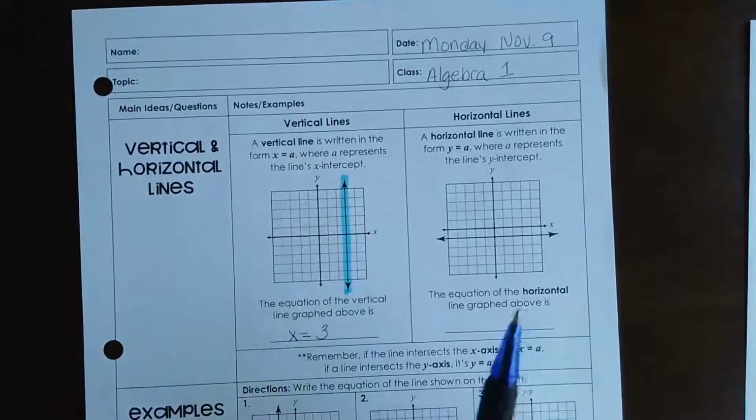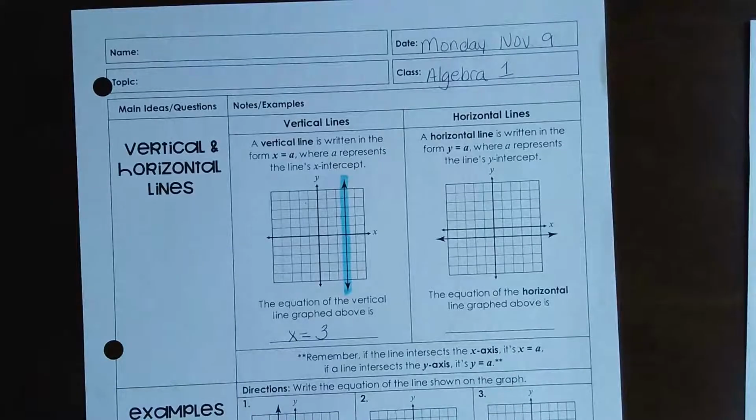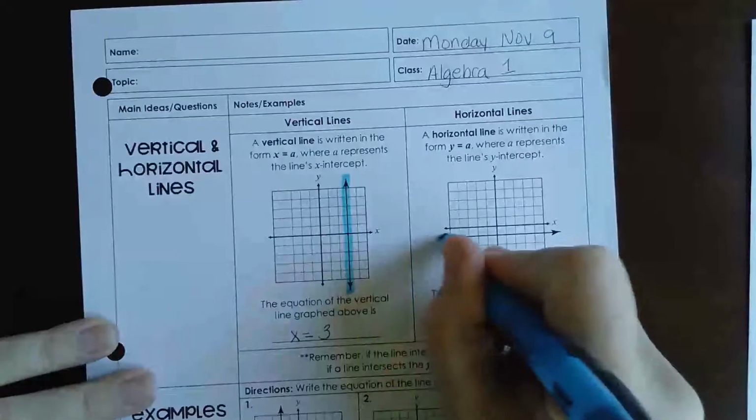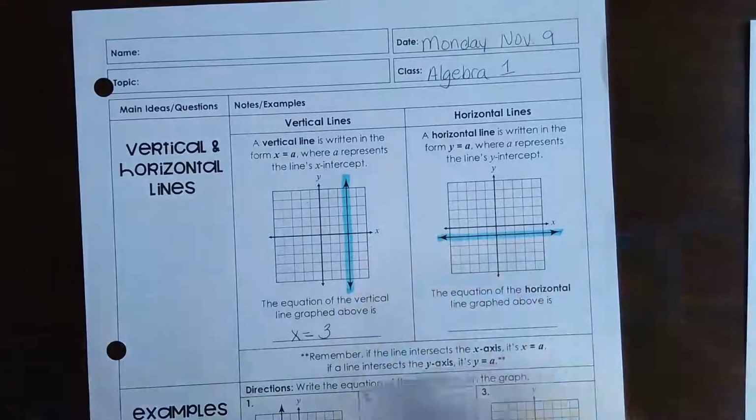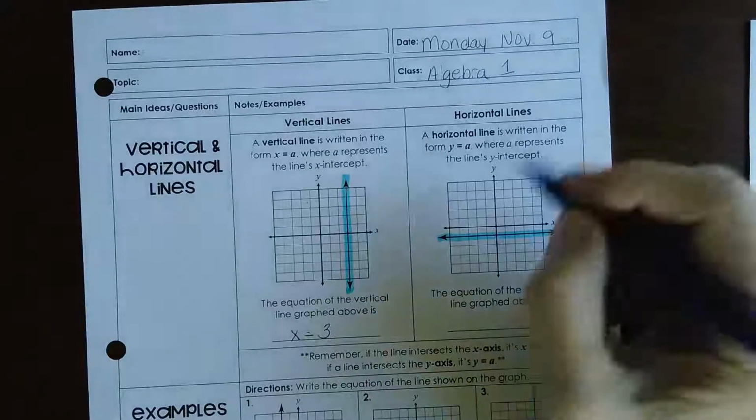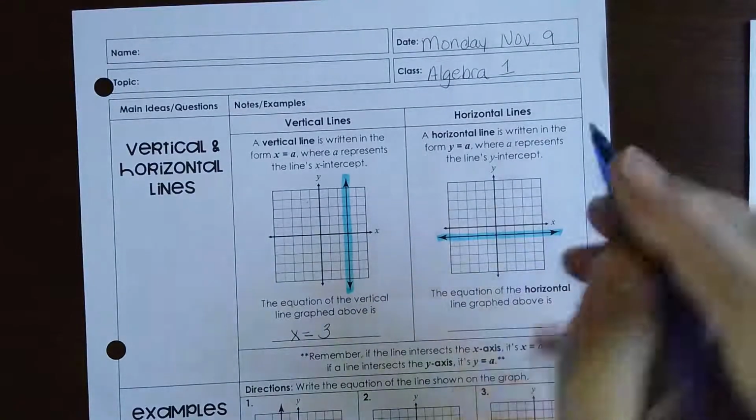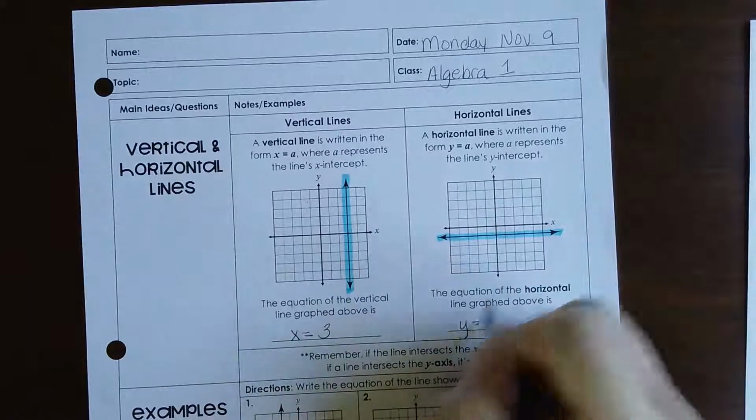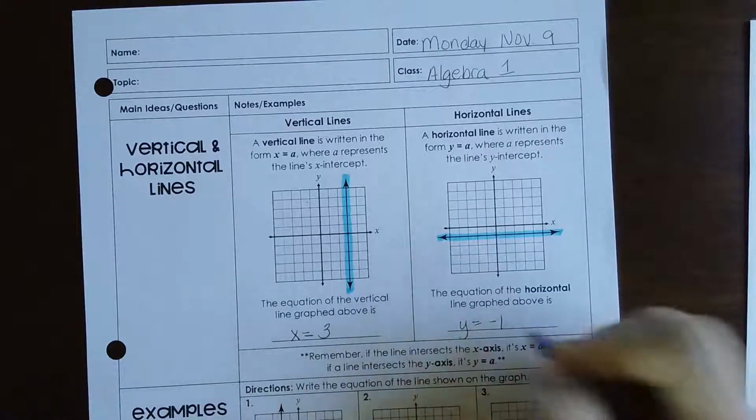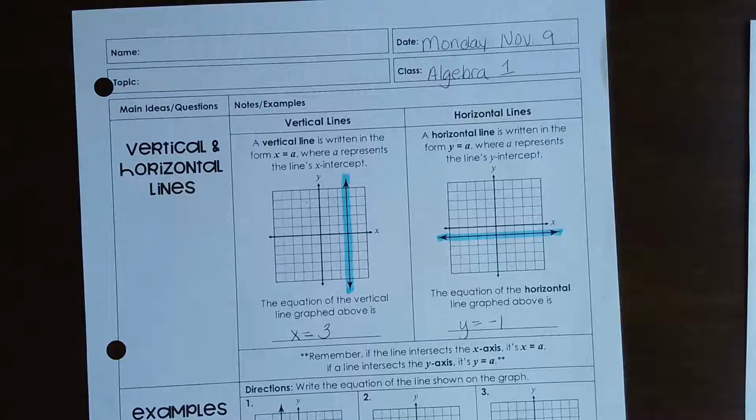A horizontal line is written in the form y equals a, where a represents the line's y-intercept. Looking at this line here, you can notice that when it's a horizontal line, it's not crossing the x-axis anywhere. So this one's going to be y equals, and we're going down 1, so it's going to be -1. A horizontal line is always y equals something, a vertical line is always x equals something.